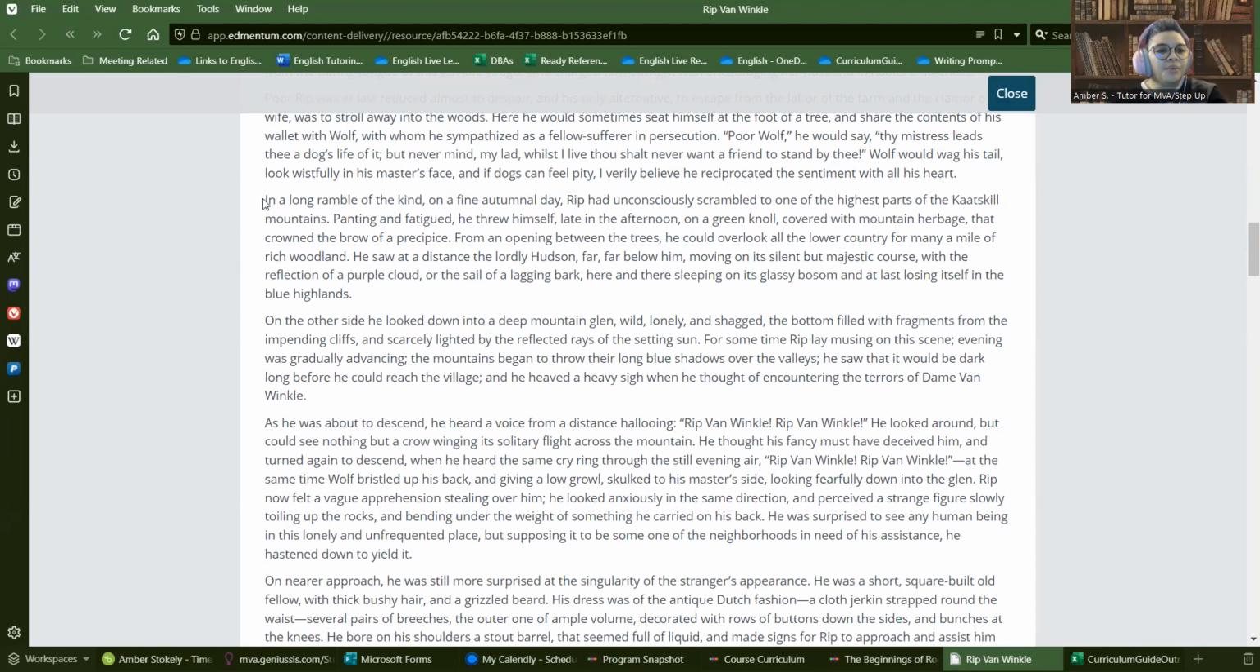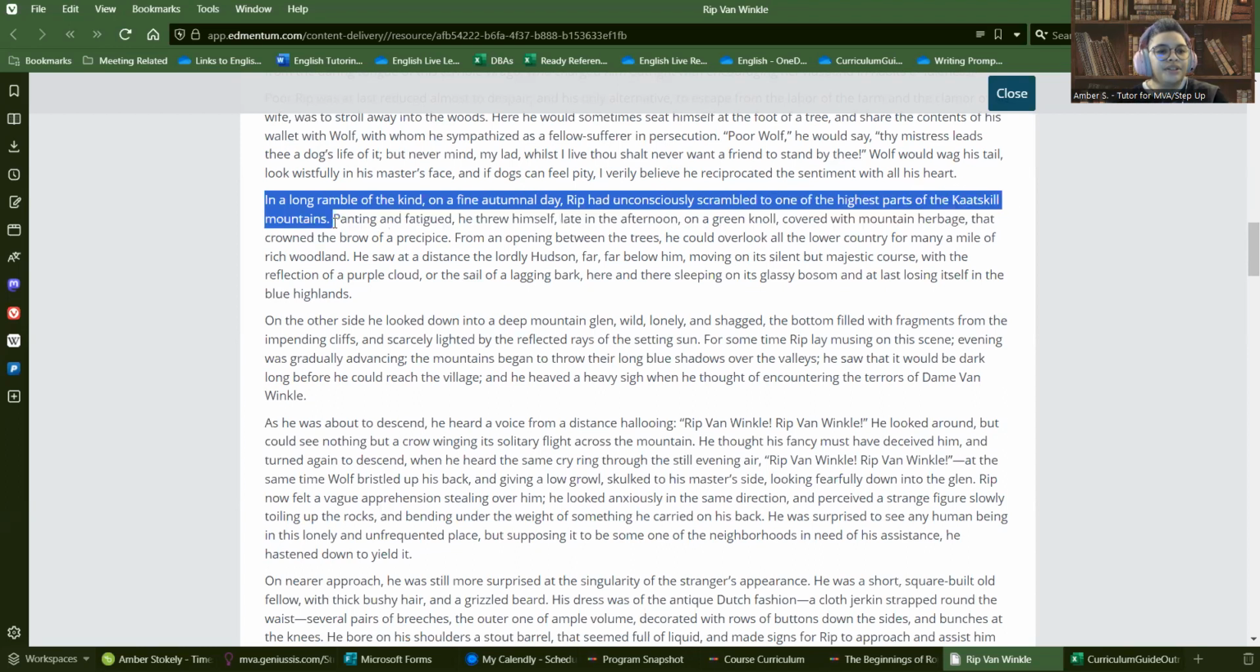In a long ramble of the kind on a fine autumnal day. So ramble is when you go on talking on and on and on. And autumnal is just a descriptor for it being a fall, autumn day. Rip had unconsciously scrambled to one of the highest parts of the Catskill Mountains. So this time he ran off so far that he's actually up the mountain.